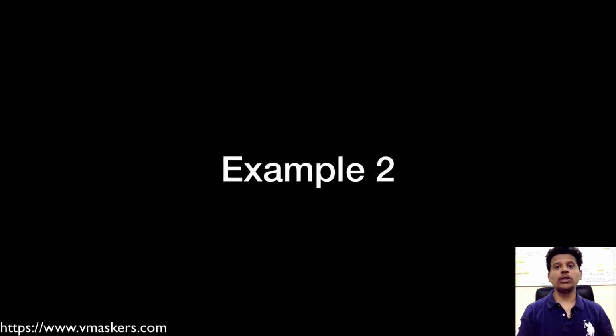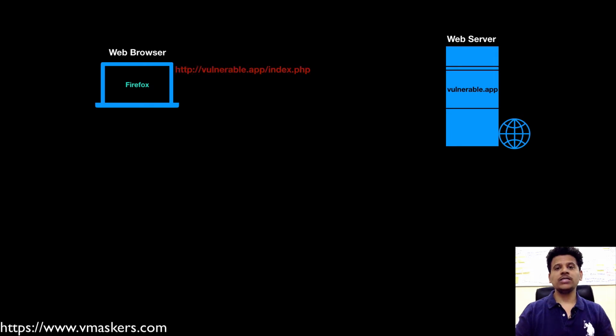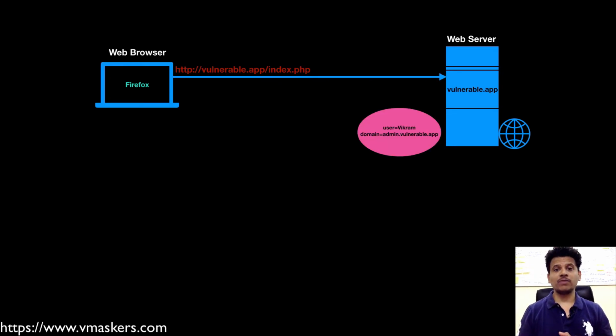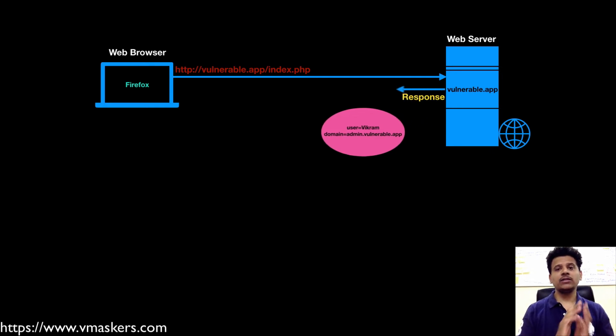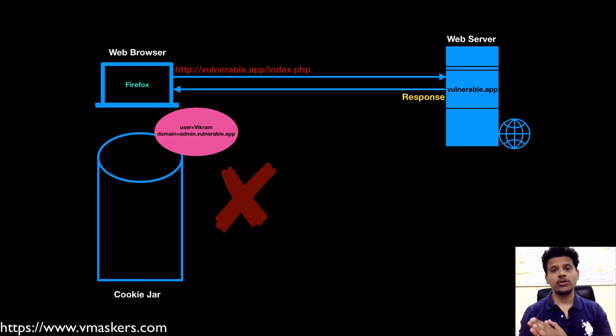Now let's see example 2. This is a browser, and you again want to visit vulnerable.app. In this case, you visit vulnerable.app/index.php. You send a request to the web server. Now this cookie will be created by the web server, which has the value user equals Vikram and the domain value admin.vulnerable.app. Now the server will send the cookie with the response. This is the cookie jar of the web browser. Now will it be stored inside the cookie jar? No, because higher domains cannot set values for the lower level subdomains. Vulnerable.app can't set the value for admin.vulnerable.app. That will not be accepted by the browser.